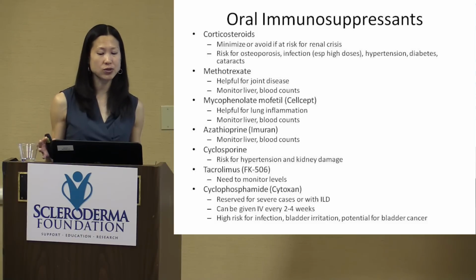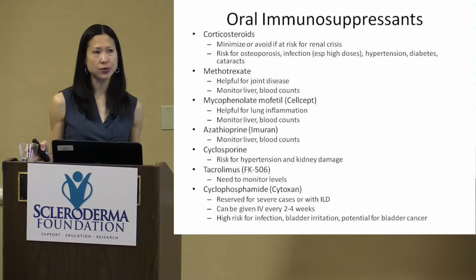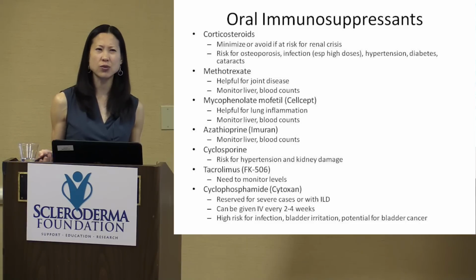Those are probably the three most common medications we use for muscle inflammation. You do have to monitor the blood counts and the liver tests for all of these medications. Cyclosporin and tacrolimus are probably used less frequently, and they're associated with increased risk for hypertension and causing kidney problems, so we don't use them quite as frequently.